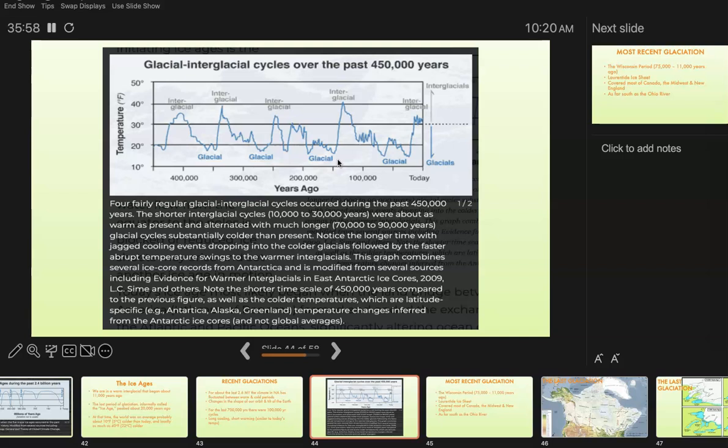Notice the longer time with jagged cooling events dropping into the colder glacials, followed by faster, abrupt temperature swings. The warmings tend to come rather abruptly, they've noticed. The cooling is gradual, but the warm-ups are pretty extreme. That's what they're saying, from ice core records.